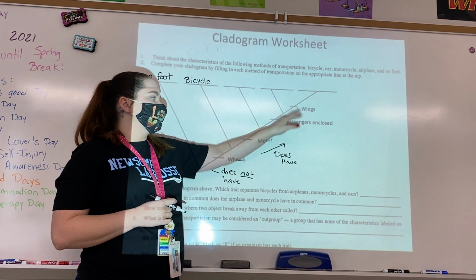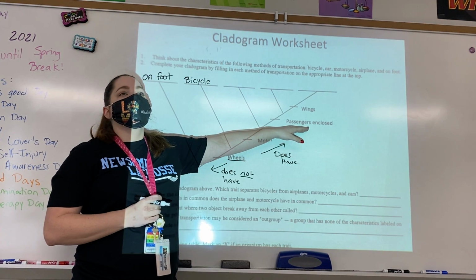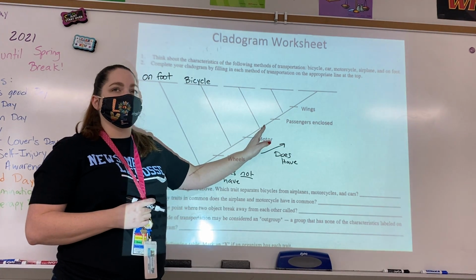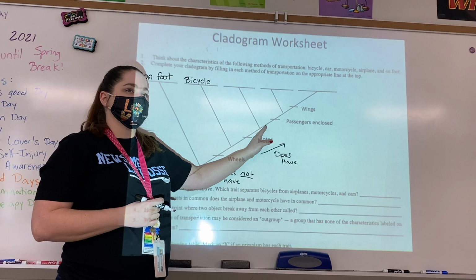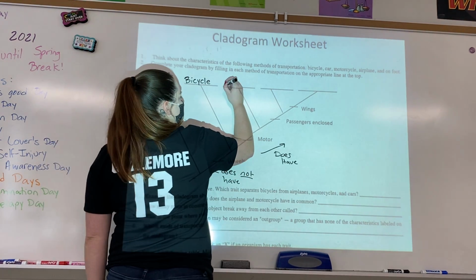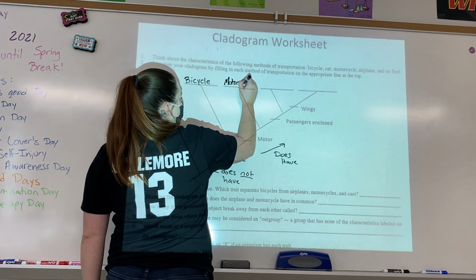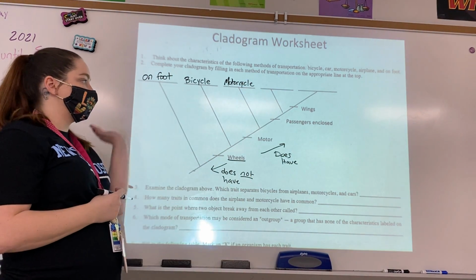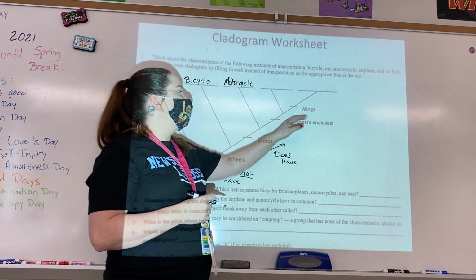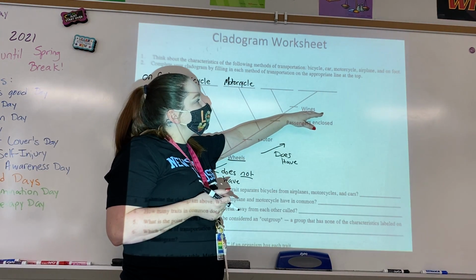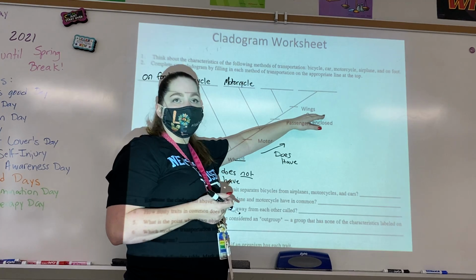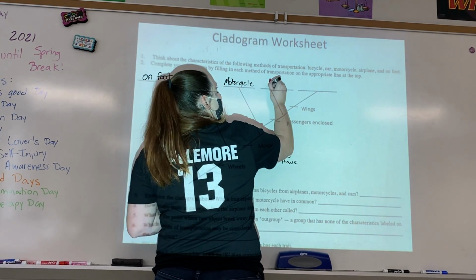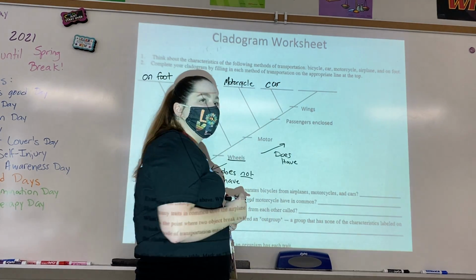What is our third characteristic? So which one of those do not have passengers enclosed, and therefore are going to go to the left of that characteristic? Motorcycles do not have passengers enclosed, so that one's going to go to the left. And then finally, we have wings, and our last two options are either a car or an airplane. So which one of those do not have wings? Car. So your car is going to go to the left of wings.